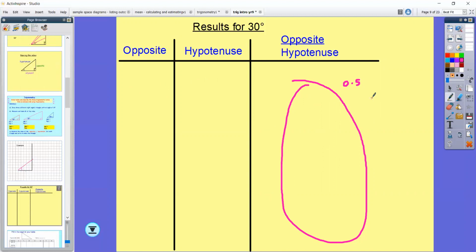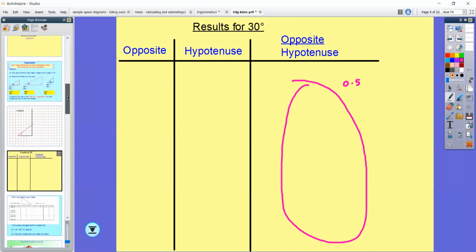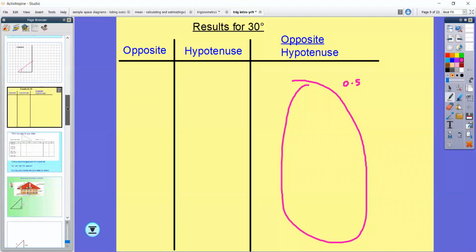Some will get that, some won't. Some will be very, very close. But if we round to 1 decimal place, we usually end up being quite close there. So it gives them some confidence, actually, that when we divide opposite by hypotenuse, the result is always 0.5.